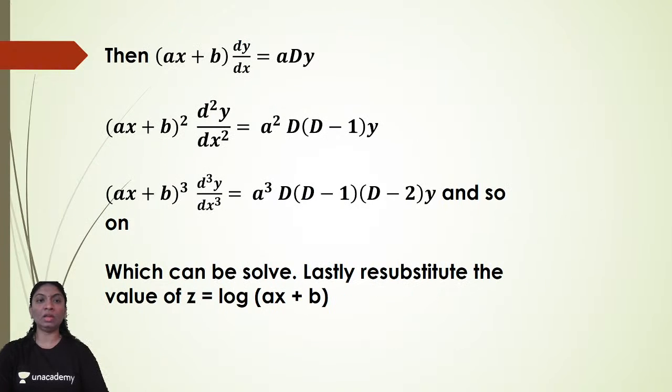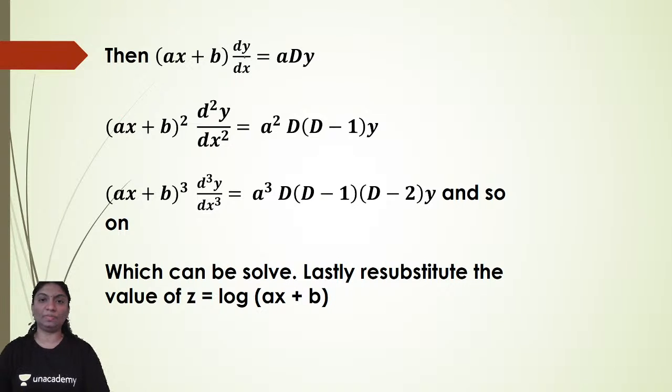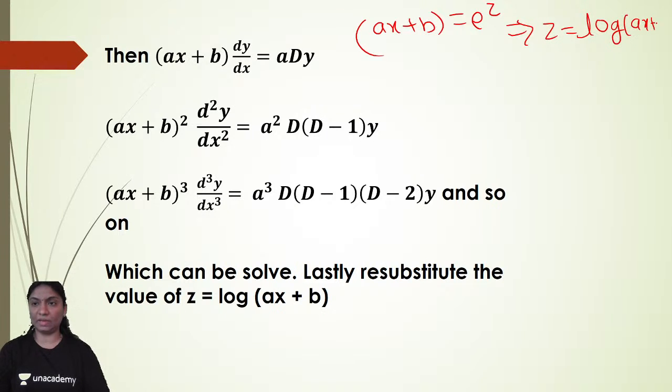Now, ax plus b into dy by dx is equal to a dy. I will explain how to reduce this term. See, here ax plus b is equal to e raised to z, which implies z is equal to log of ax plus b. Then differentiating, dz by dx is equal to 1 upon ax plus b into the derivative of ax plus b, which is a.